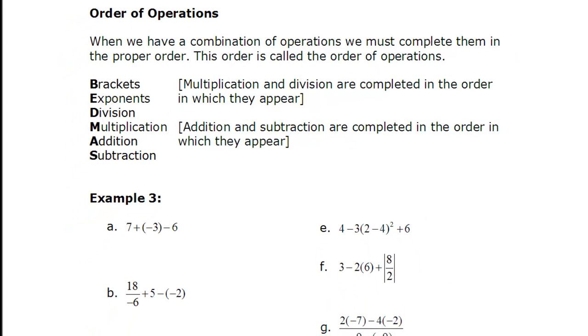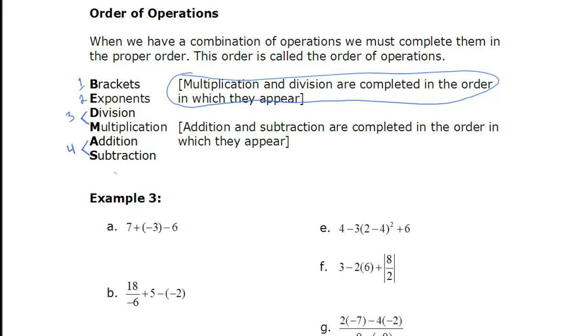The order of operations tells us that we always do brackets first, then we do exponents. Then we do division or multiplication in the order that they appear from left to right. That's a very important point. Just because the division is written before the multiplication doesn't mean you automatically do it first. When we're looking at division and multiplication, we do them at the same time from left to right. And the same applies for addition and subtraction. So these are really equal in importance, and you just do from left to right.